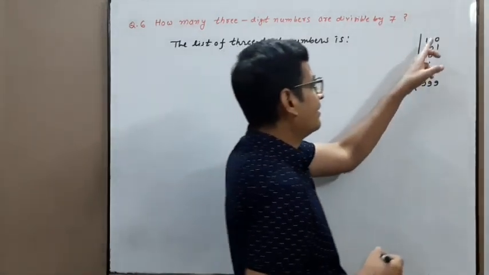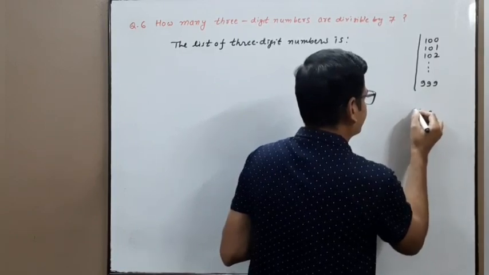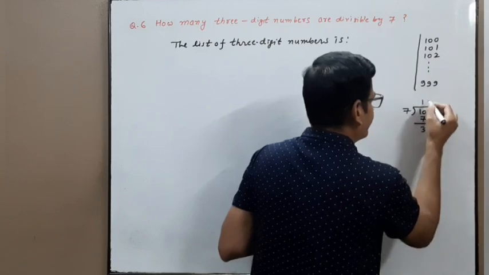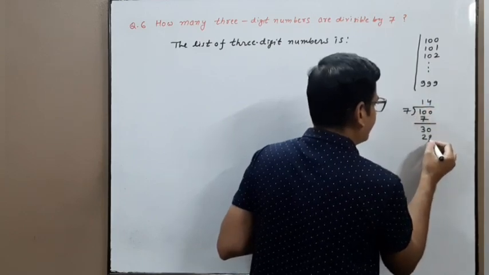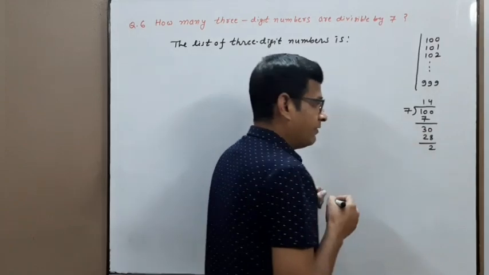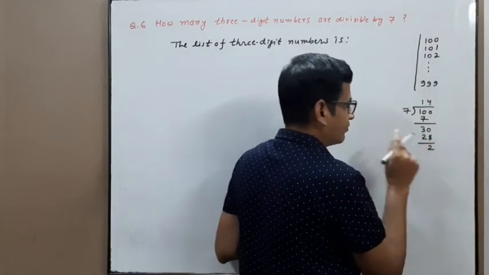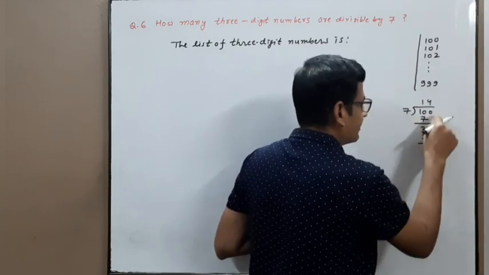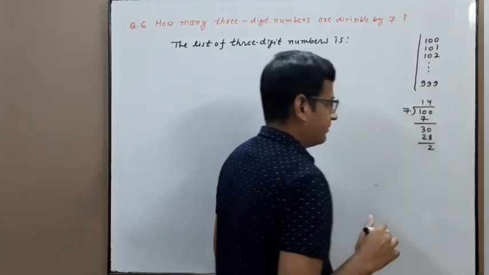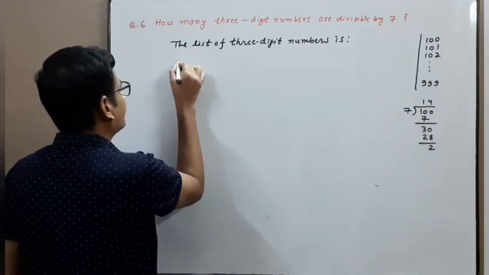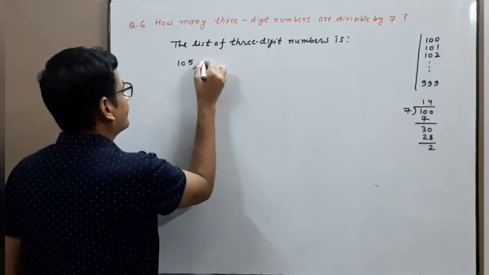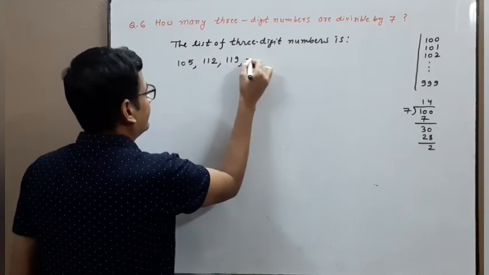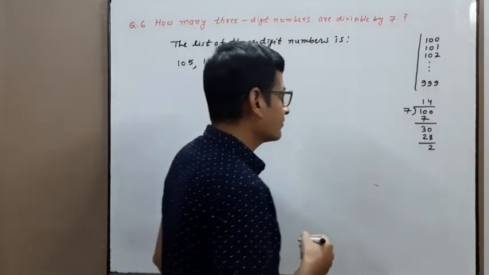So just divide 100 by 7. 7 times 1 is 7, so we get 14. 7 times 4 is 28. When we divide 100 by 7, the remainder is 2. That means if we add 5 more to it, then this number is divisible by 7. So the first number is 105. First number is 105, second number 112, third number 119. Now the last number.